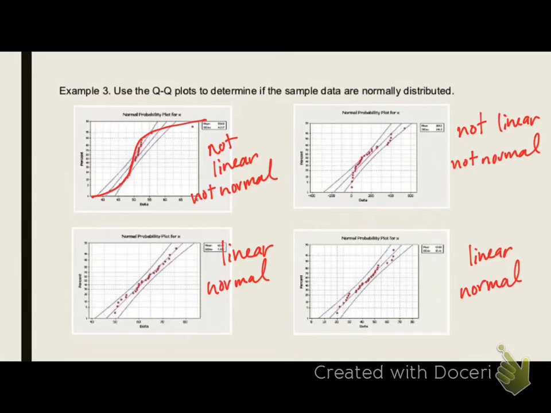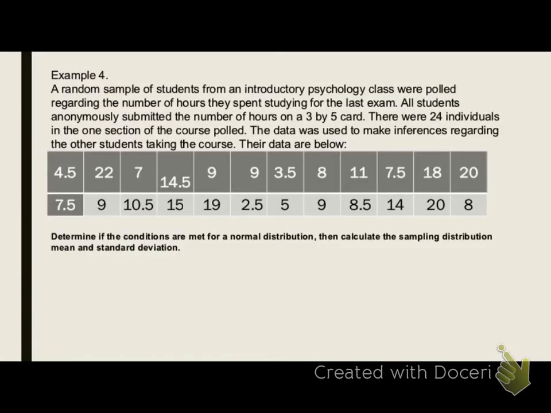Now we're going to create one. So what I want you to do in your calculator is take all of these data points and put them in one list. So stat, edit. Put them in one list. So not two lists, just one. So how many numbers are there? 24. There's 24 data points. That's less than 30, so I need to check it graphically.